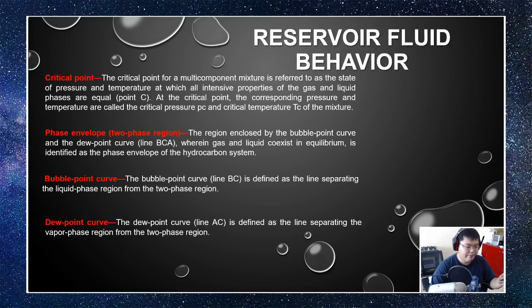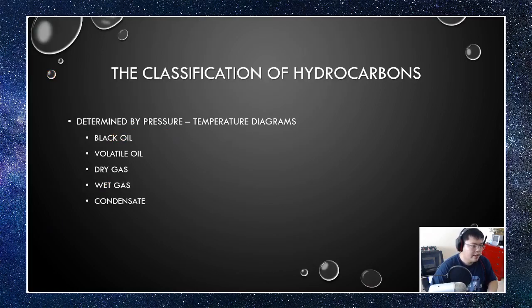And I sort of have a diagram in mind that I will show you shortly. But these phase diagrams determine classifications of the type of reservoir fluid you are dealing with. There's black oil, volatile oil, dry gas, wet gas, and condensate.